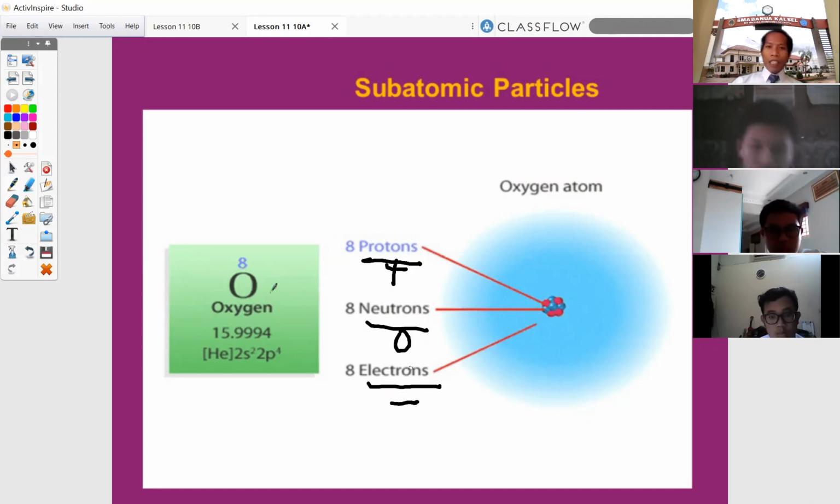For example, here in the oxygen atom, we have 8 protons, 8 neutrons, and 8 electrons. Okay. So these are called subatomic particles.